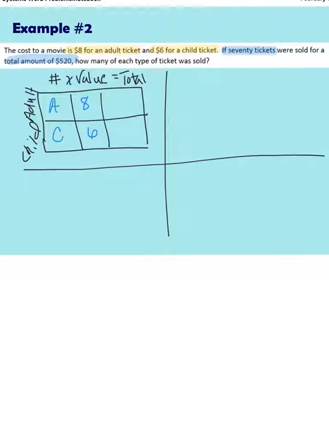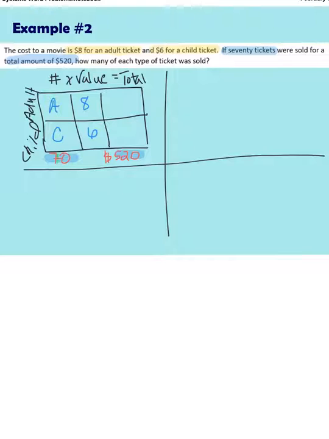Typically, when I have totals, I'm going to put a total down here at the bottom and a total down here at the bottom, because they're telling me that we know the total number of tickets. I don't know how many is adult and child, but I know that in total I have 70 tickets. So I'm going to put here at the bottom, 70. Well, you can't even read that. I'm going to put that in red, 70. And then I know that the total value, the cost of all 70 of those tickets, is going to be $520.